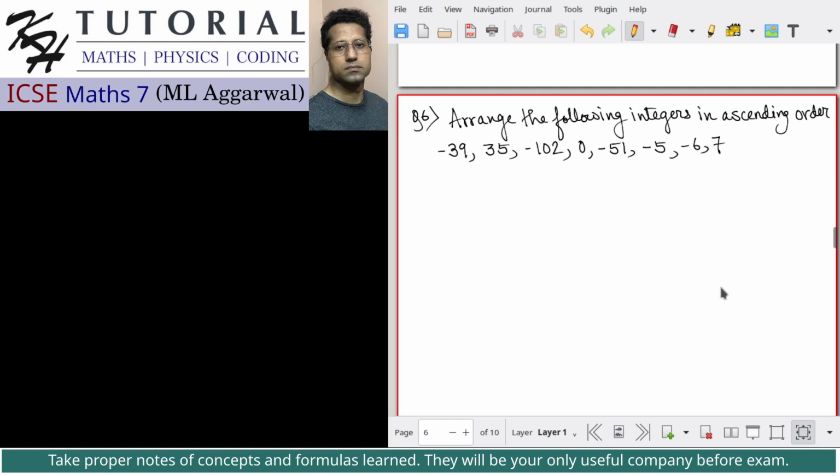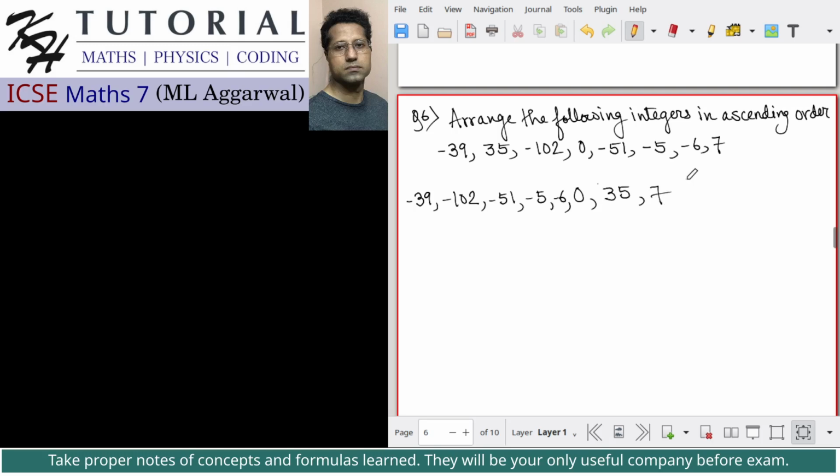Question number 6. Arrange the following integers in ascending order. When we have to arrange some integers in ascending order, we first write 0 if there is 0 in the given integers. Then to the left hand side, I will write all the negative integers that are given: minus 39, minus 102, minus 51, minus 5 and minus 6. To the right hand side of the 0, I will write all the positive integers given, which are 35 and 7.